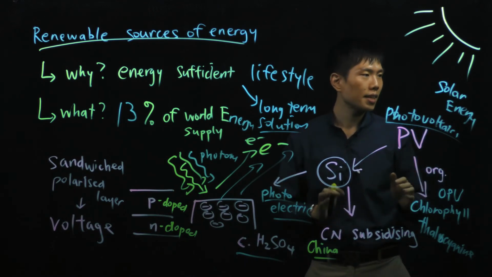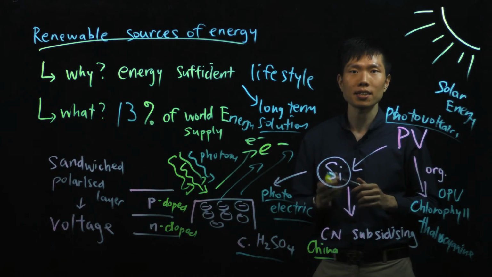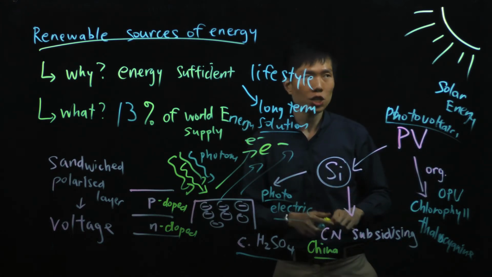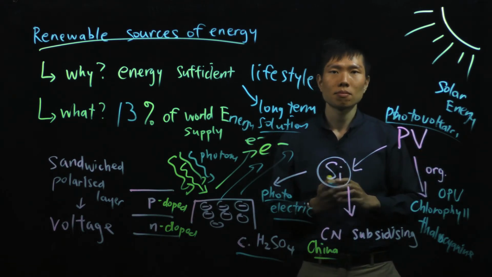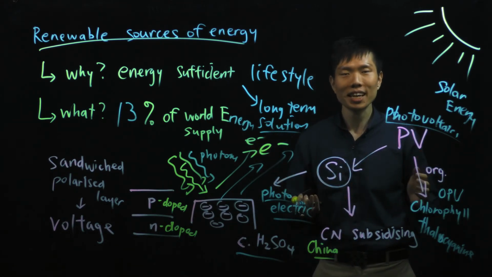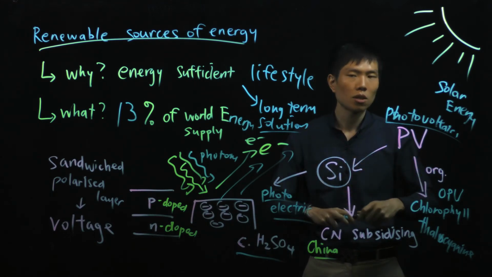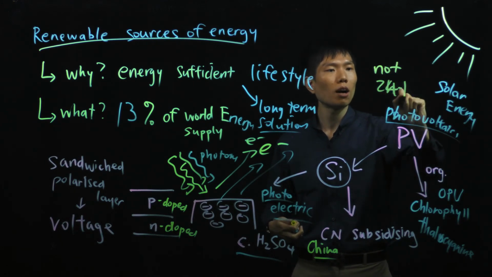Besides politics, let's go back to some of these chemical considerations regarding solar energy. Now, the downside of having solar energy, as you can see, is that only in the daytime we receive sunlight. The nighttime, there's no sunlight, so only half the time we are using this source of energy. So I would say it's not 24 hours.